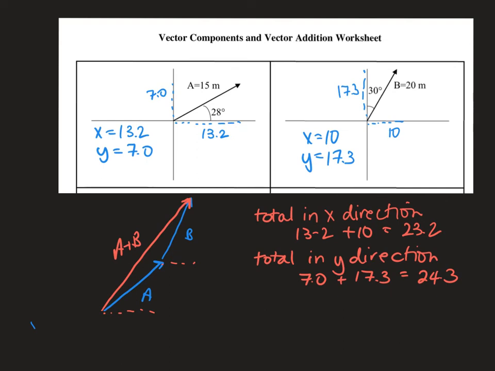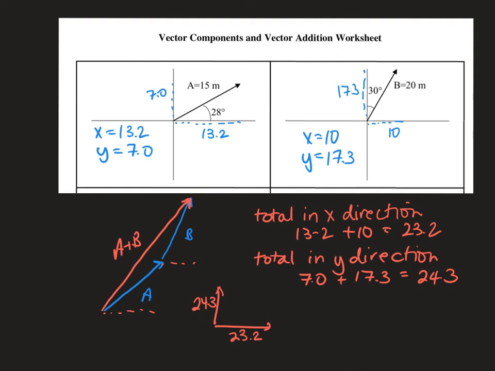Now these are vectors, and if they were going in the opposite direction, then I would subtract them, paying attention to which one's larger. If I have the top of my page being positive and the bottom being negative, that will tell me what the resultant should be. Now that I've put those two things together, I know that I have 23.2 in the x direction, 24.3 in the y direction.